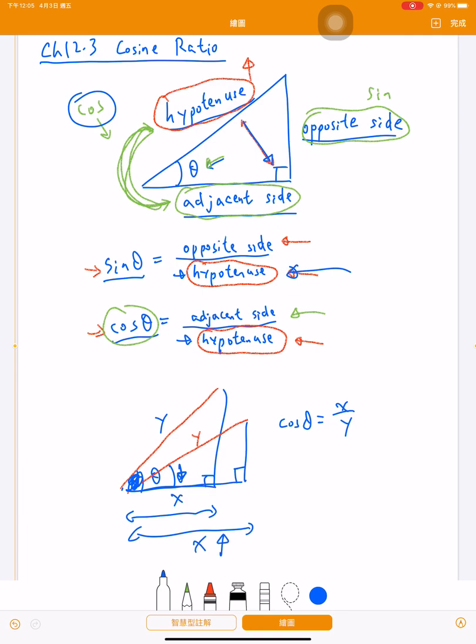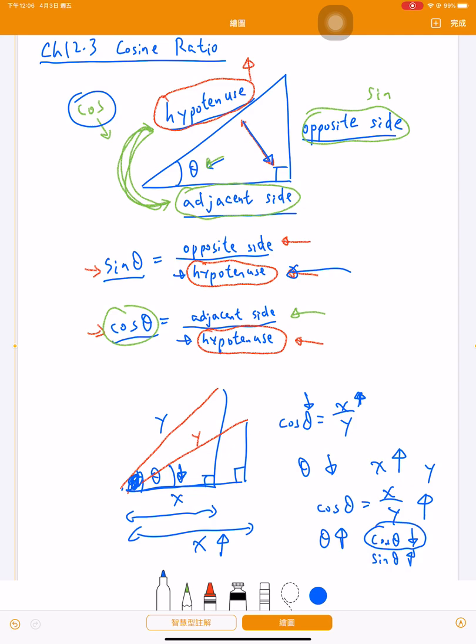So you can see, for the same y, when theta is decreased, x will be increased. And as y has no change, we know that x divided by y will be increased. That means cosine theta is increased. To conclude, when theta increases this time, cosine theta will decrease. We know that last session, sine theta will increase, right? But this time, it will be changed. Cosine theta will be decreased.